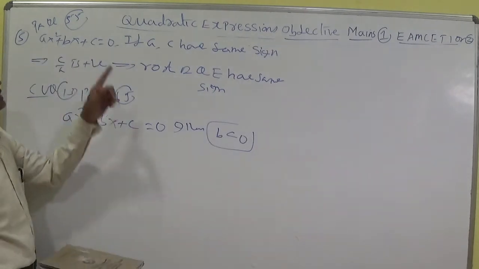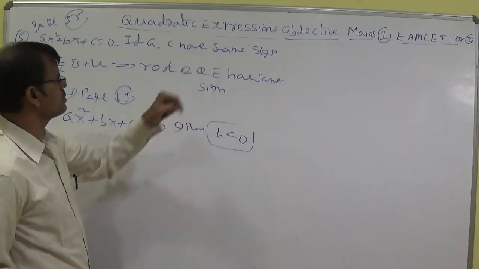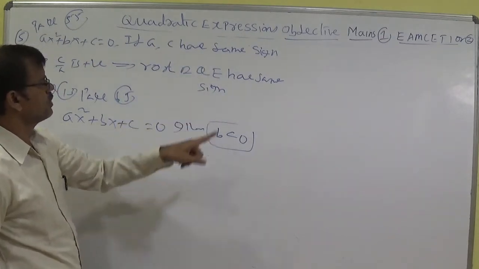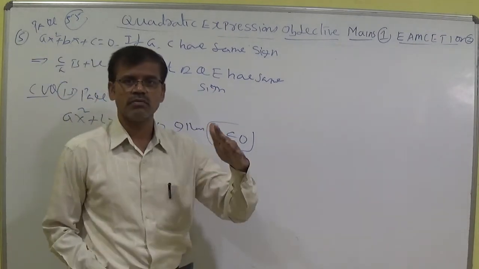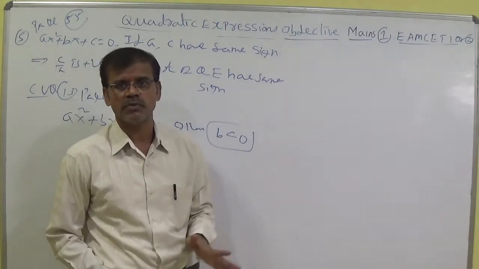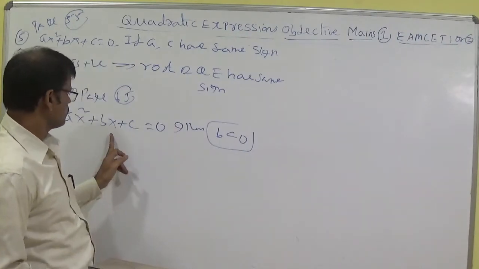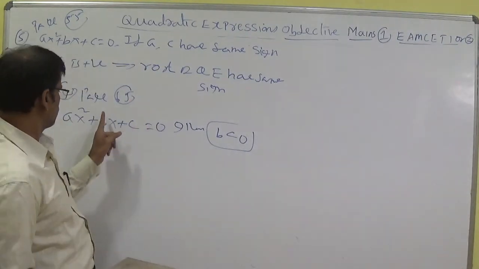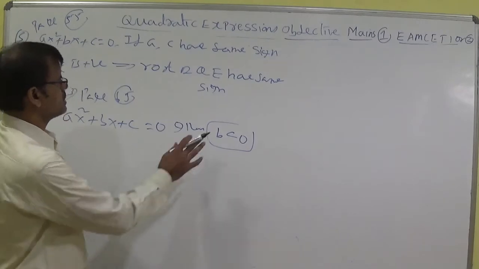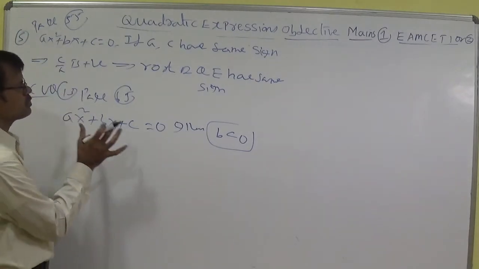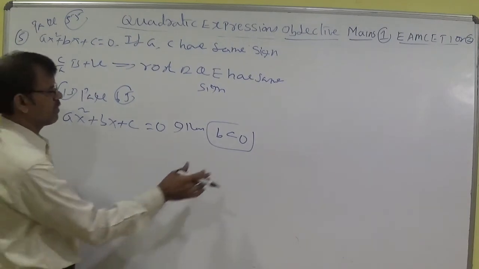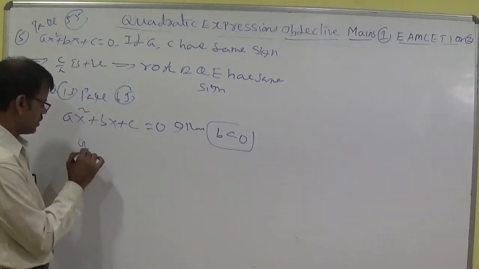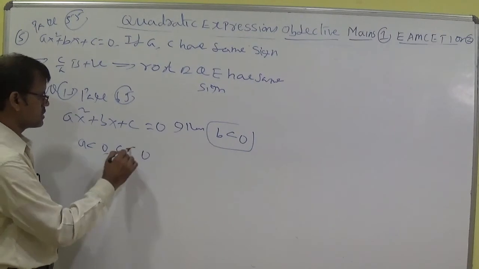Now I am going to discuss with you that if a, c have the same sign, then the roots of the QE have the same sign. Roots of the QE have the same sign means both roots are negative or both are positive. Here both are negative, given in the question, and b less than 0. Whenever both roots are negative, then a and c have the same sign. Whenever b less than 0, here a less than 0, c less than 0.